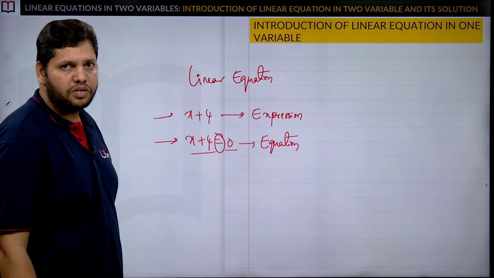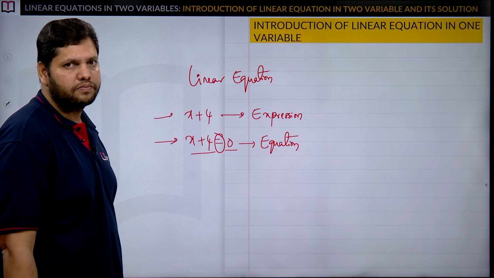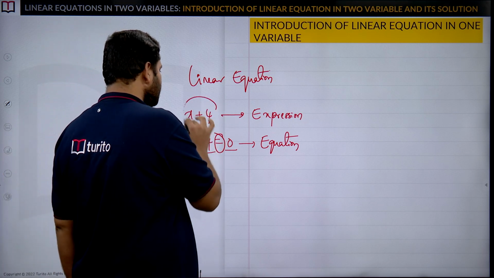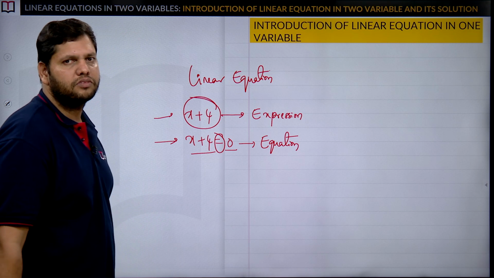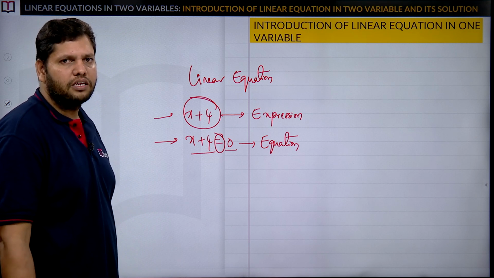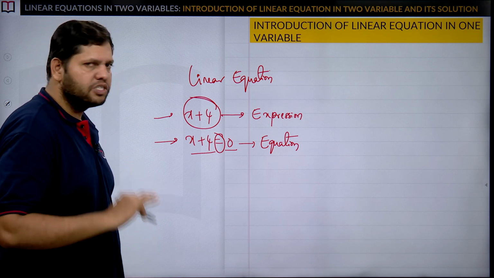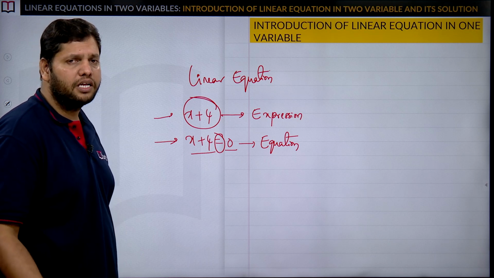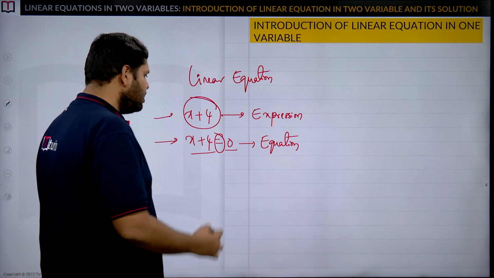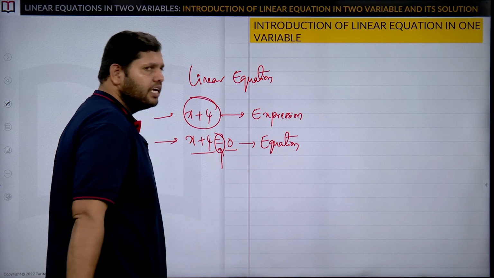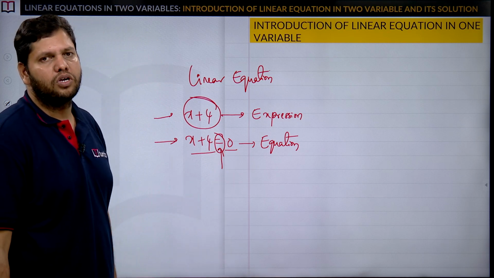So this type of expression is called an equation. Here, expression means we have only something simple like x plus 4. That's it. There is no equality sign. So we can say directly x plus 4 is an expression because it does not contain an equal symbol. If it has any equal symbol, then I can say it is an equation.